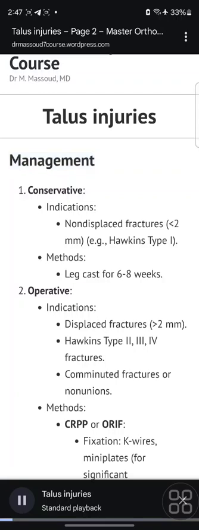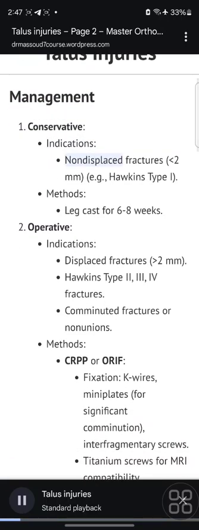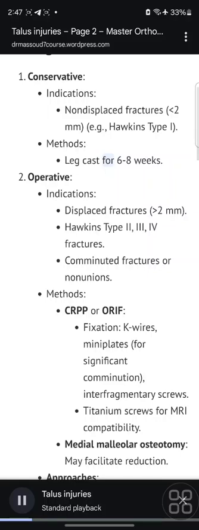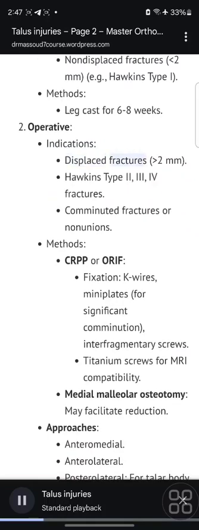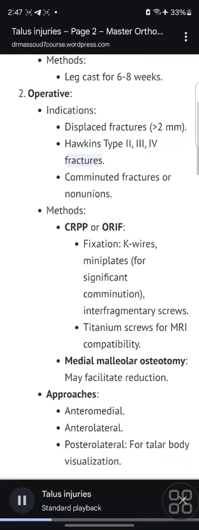Management. 1. Conservative. Indications. Non-displaced fractures, less than 2 mm, e.g., Hawkins type 1. Methods. Leg cast for 6 to 8 weeks. 2. Operative. Indications. Displaced fractures, greater than 2 mm, Hawkins type 2, 3, 4 fractures. Comminuted fractures or non-unions. Methods.